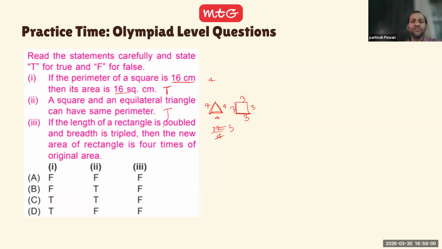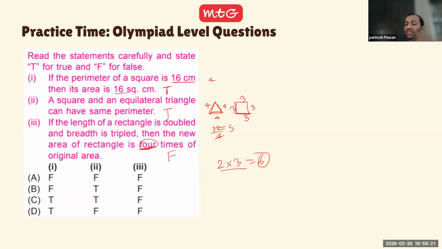Next, if the length of a rectangle is doubled and the breadth is tripled, then the new area of the rectangle is 4 times. The rectangle's length is doubled and breadth is tripled, so it is 2 into 3. That will be 6 times. Here it says 4 times, so this is wrong, false.